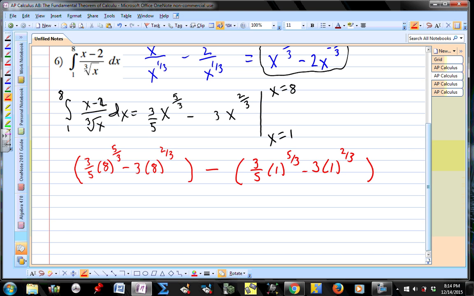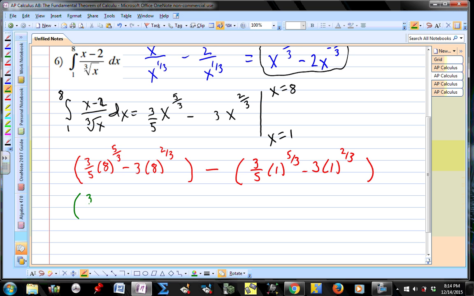Okay. Let's first review what some of this fraction exponent notation means. When we have 8 to the 5/3 power, that means the cubed root of 8 to the 5th power. So the cubed root of 8 is 2, and 2 to the 5th power is 32. So we didn't need a calculator. We can do this problem with pencil and paper. So let's clean this up now.